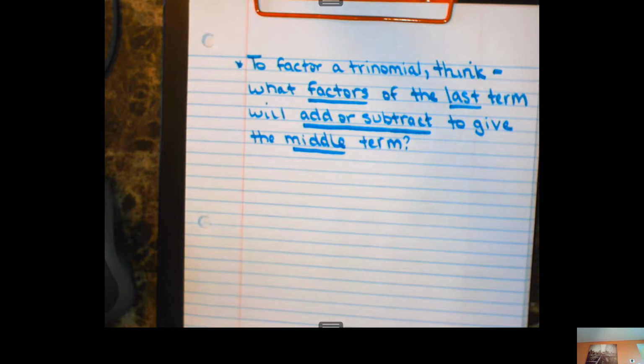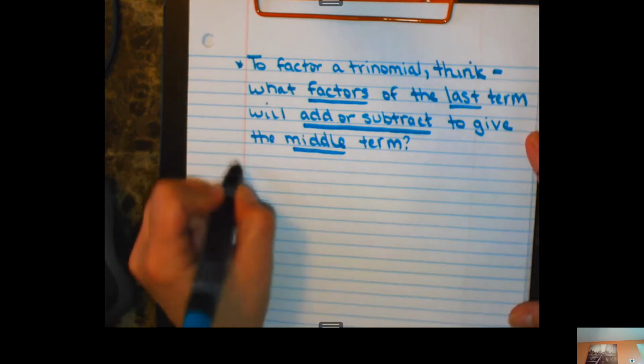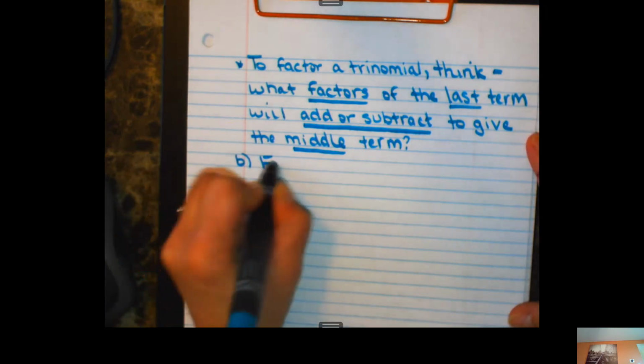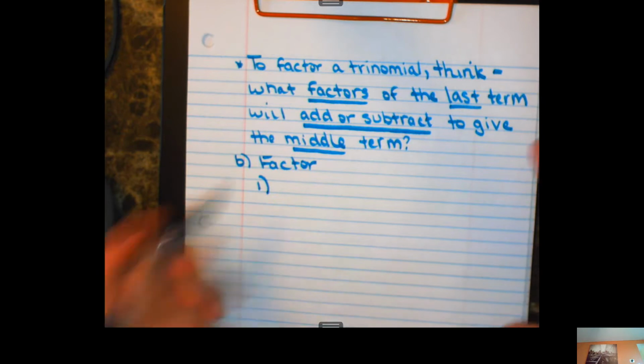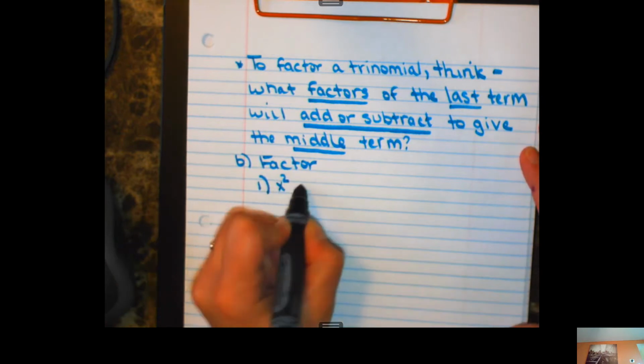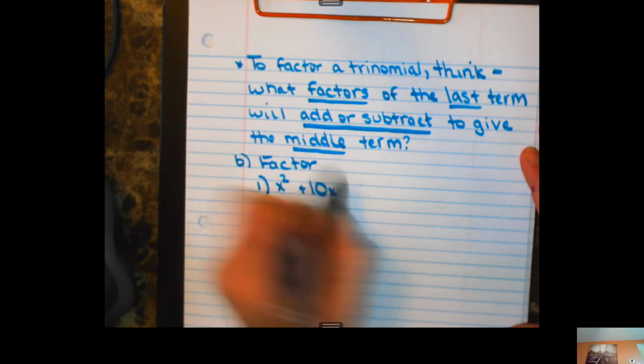All right, so I've got 8 examples, and we're going to start off with some simple algebra examples of factoring. So this is example B, and we're going to just write factor. So we've got 4 examples. Here's the first one. I'm going to do this slow because I don't know that you've seen this before. Can you write x squared + 10x + 24?